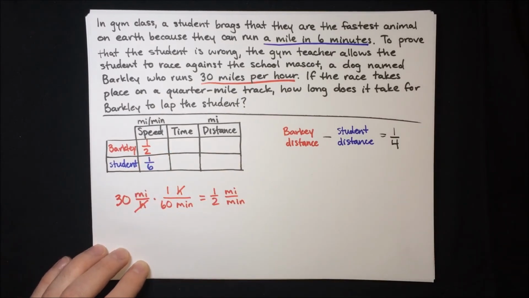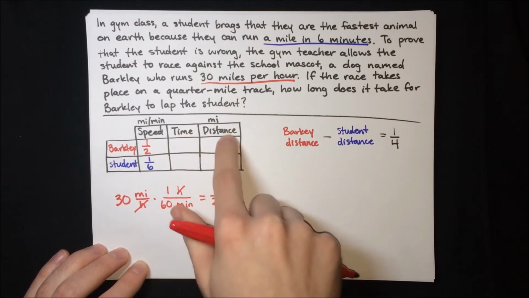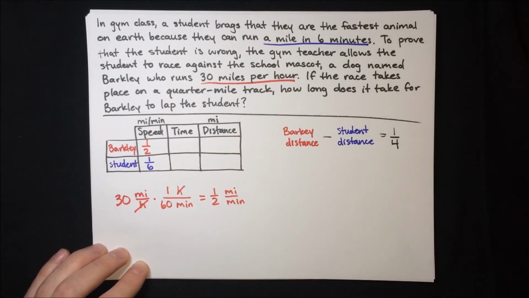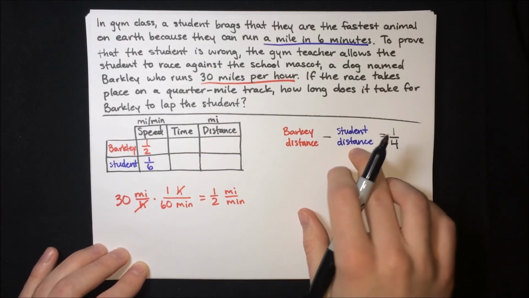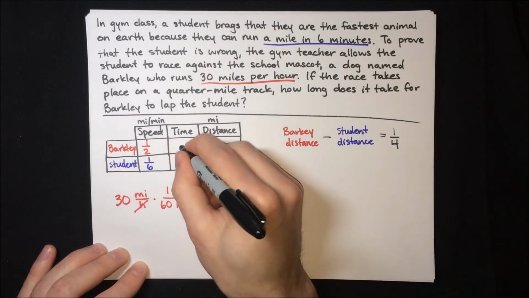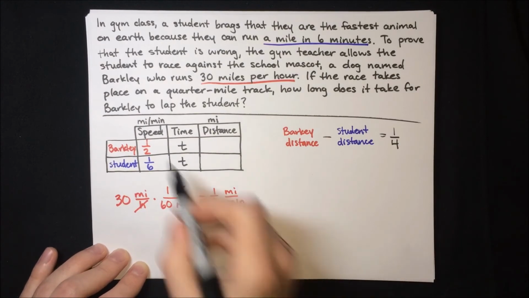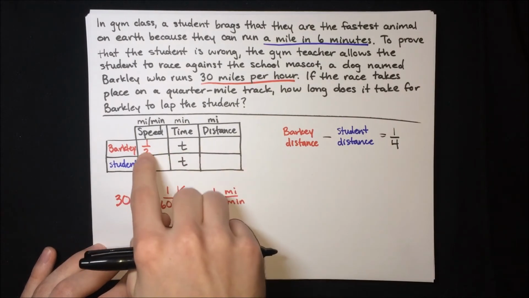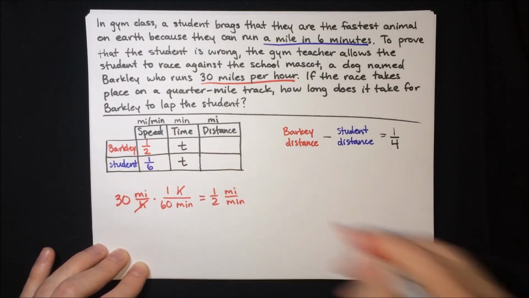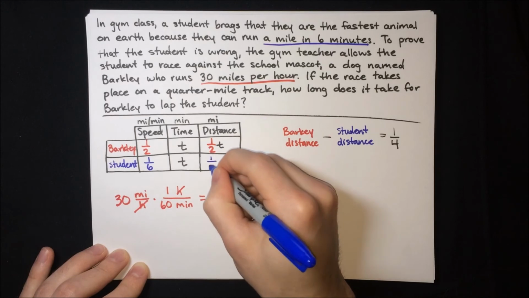And now we don't have time, we don't have distance, but let's create a variable for time, because we're comparing the speeds at the same time for both Barkley and the student. So we can just make that t for both Barkley and the student, and time is in minutes. We'll keep note of that. And then the distance here, Barkley's distance is then 1/2 times t, and student's distance is 1/6 times t.